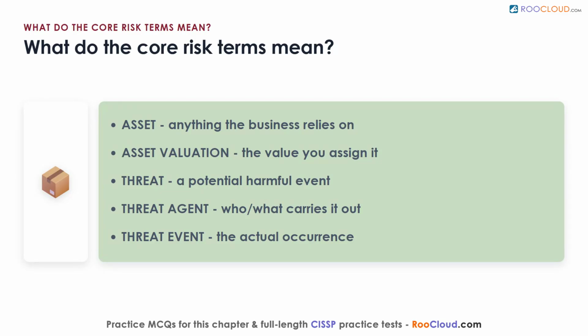An asset is anything your business relies on, tangible or intangible. Asset valuation is the value you assign it, from purchase cost to intangibles like reputation. A threat is any potential event that could harm an asset, whether deliberate or accidental. A threat agent or threat actor is who or what carries out that threat. And a threat event is the actual occurrence, from a flood to a power outage to plain human error. Think of a threat as a weapon and the threat agent as the hand that wields it.